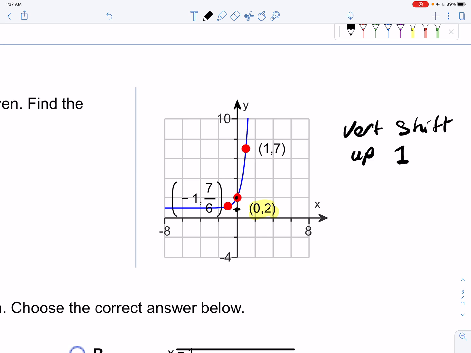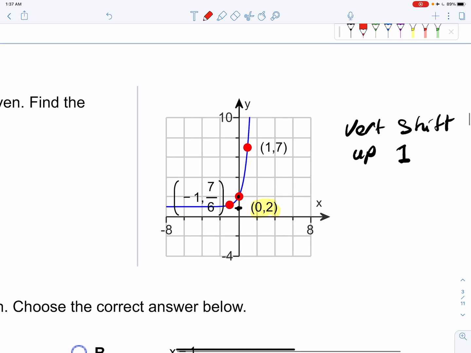And you can also see something nice happening here. It looks like this is settling in with a horizontal asymptote here. It's not crossing this horizontal line, and that is at 1. That is at y equals 1. Okay, so it has a shift up by 1.